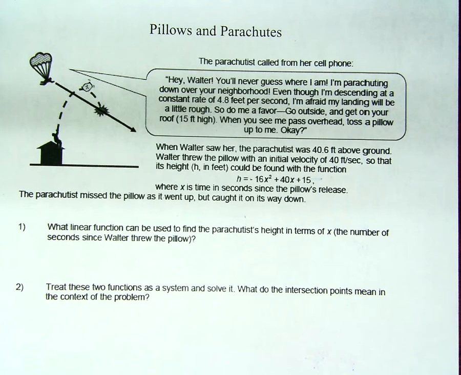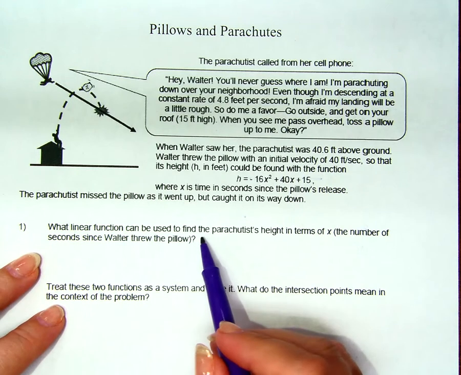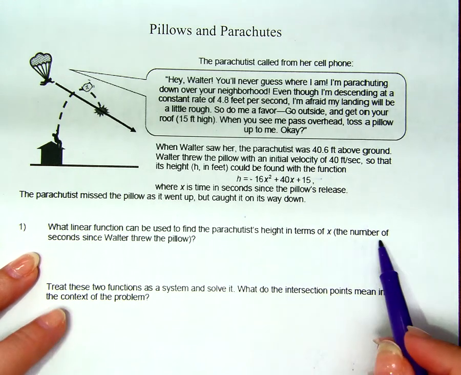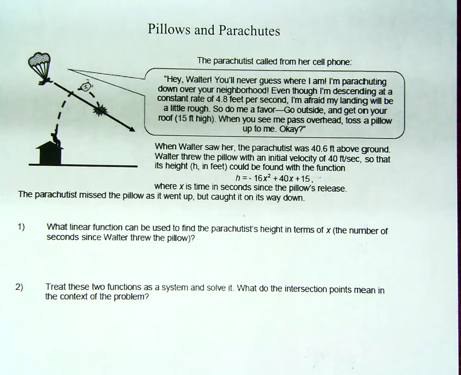Okay, so can we look past the nonsense of this problem and get to the math? Are we okay with that? What linear function can be used to find the parachutist's height in terms of x, which is the number of seconds since Walter threw the pillow? It tells you everything you need to know in the problem.